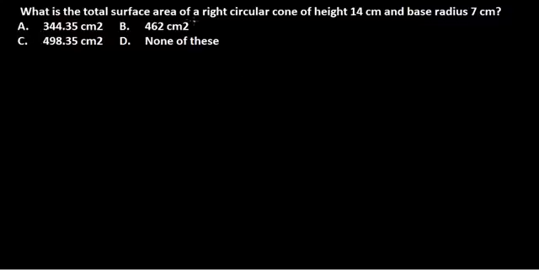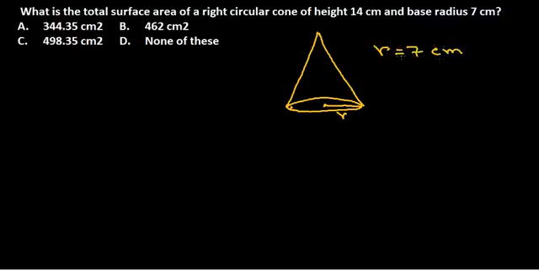What is the total surface area of a right circular cone of height 14 centimeter, base radius 7 centimeter? So they want us to produce a cone. The cone will be something like this. Base radius means this is the base of the cone, and the radius of this base is R. So this base radius is equal to 7 centimeter. Height of the cone means this is the length that we are talking about. So the height of the cone is 14 centimeter, and it is provided.